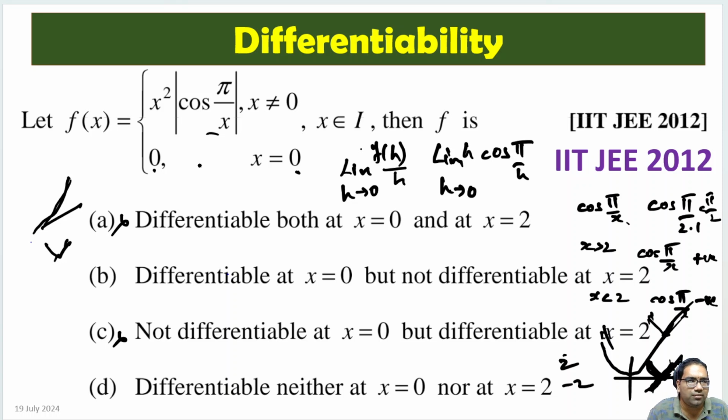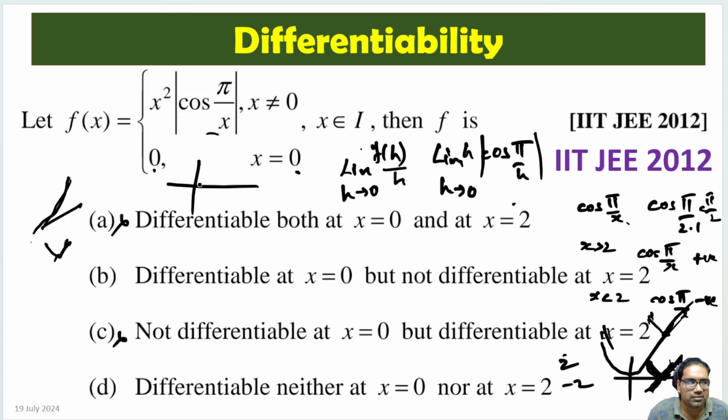Now we know cos(π/h), whatever it is, will always lie between 0 and 1. Cos(π/h) is always some number lying between 0 and 1. Sorry, f(h) has the absolute value of cos(π/h). There is an absolute value also.